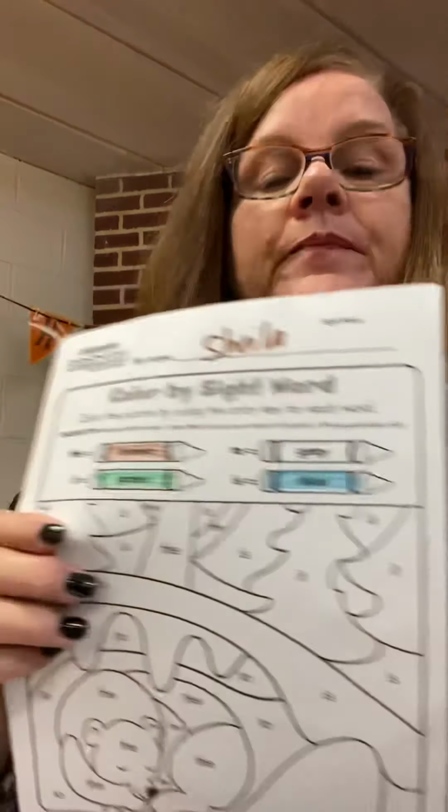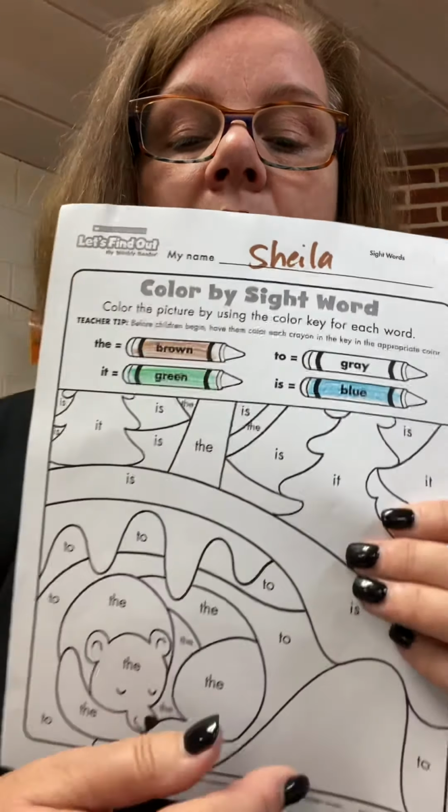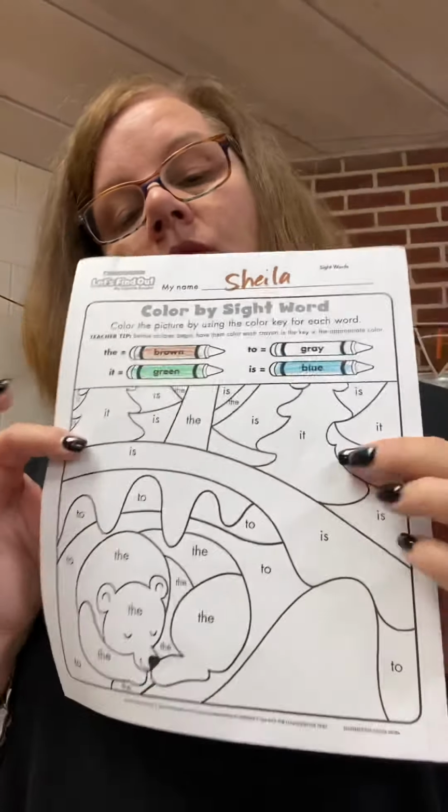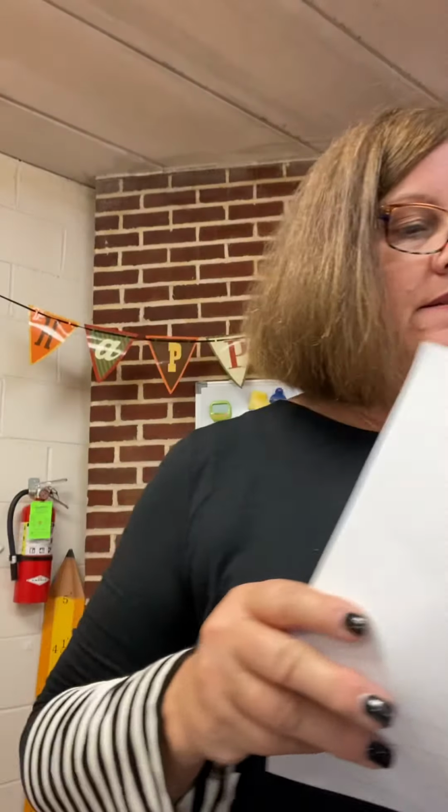But every time you see the in here, it's going to be brown, and then you're going to see what a wintry hibernation picture this is. And if you need help with this, just ask your grown-up.